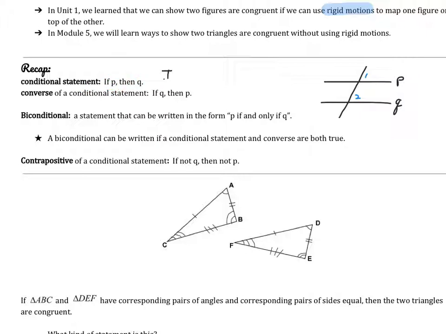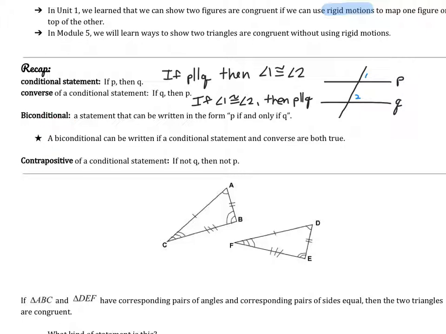We would say if the lines are parallel, then the corresponding angles are congruent. The converse of a conditional statement is simply swapping the hypothesis and the conclusion. So in this case, we said if the corresponding angles are congruent, then the lines must be parallel. So that's how we used it in the last section.